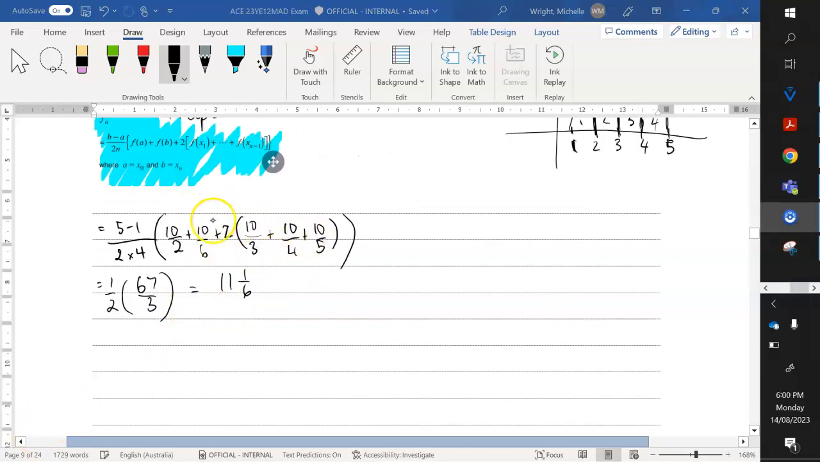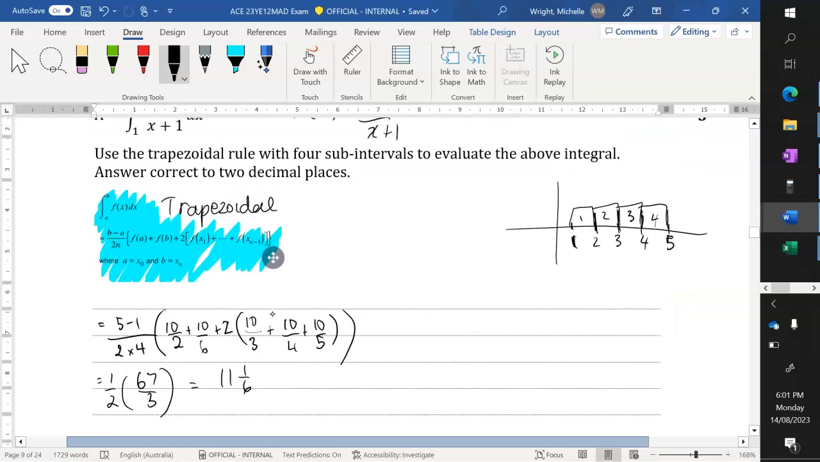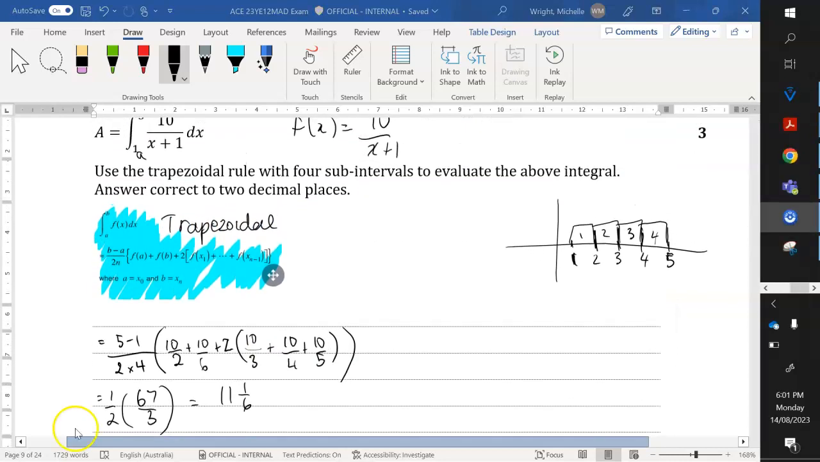So once you've got all your values in there, all you're doing is popping it in your calculator. I generally do the part in the brackets first and then times by what's out the front. But what I ended up with was 11 and 1/6. And we're looking at area, so it's units. We don't have a unit, so we're going to go units squared.